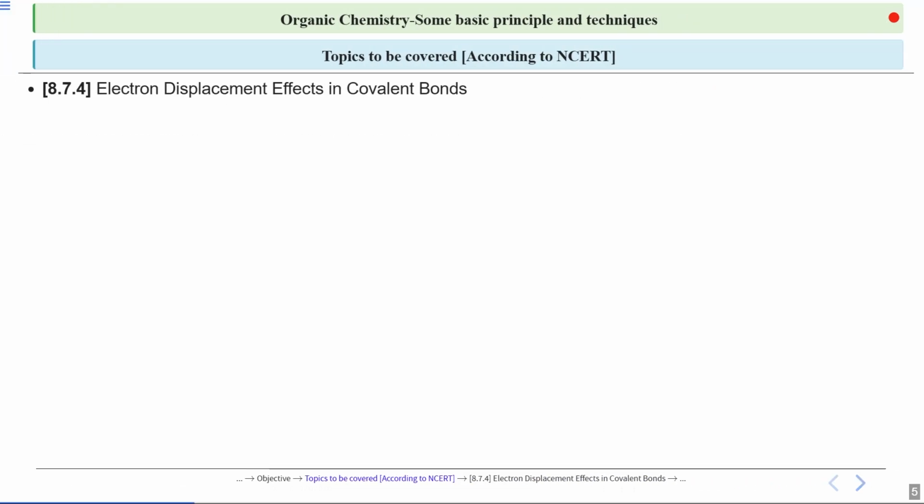Now, if I talk about the specific sections of the NCERT, we will see NCERT section 8.7.4, which is electron displacement effects in covalent bonds. In this we will see the first type, which is inductive effect. Today's objective would be focused around this inductive effect only. We have more types of electron displacement, but they will be discussed in the upcoming lectures.